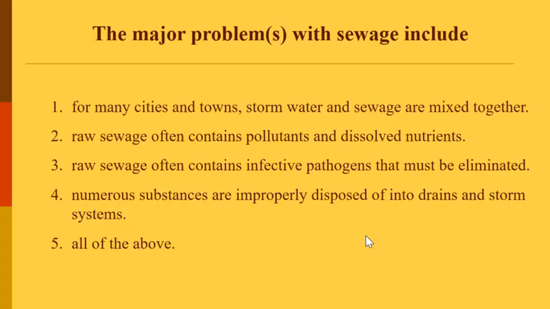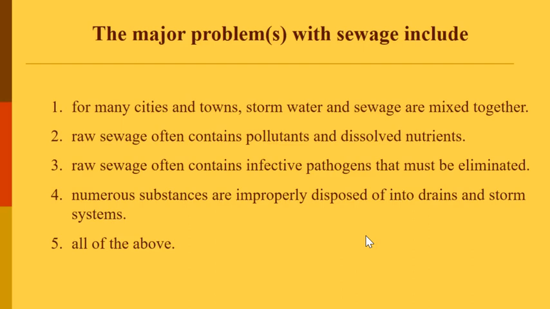Sewage treatment. All right, so the major problems with sewage are going to include, for many towns and cities, stormwater and sewage are mixed together. Raw sewage often contains pollutants and dissolved nutrients. Raw sewage often contains infective pathogens that must be eliminated. Numerous substances are improperly disposed of into drains and storm systems, or all of the above. Well, on this one, it's all of the above.